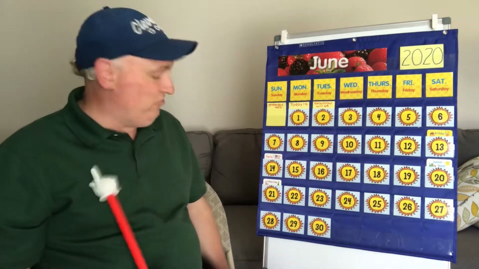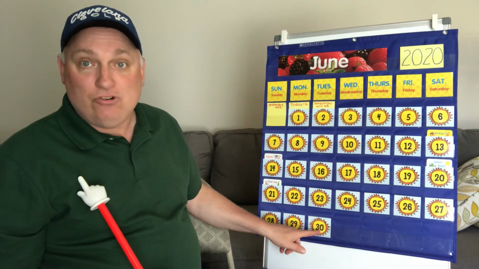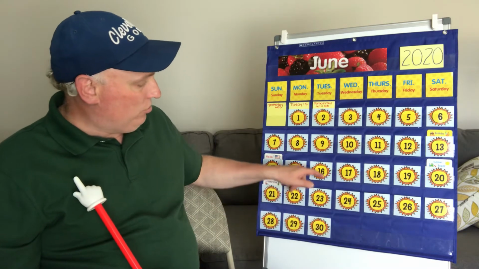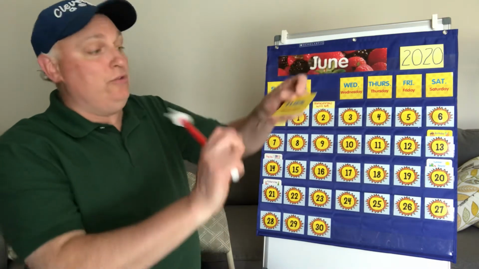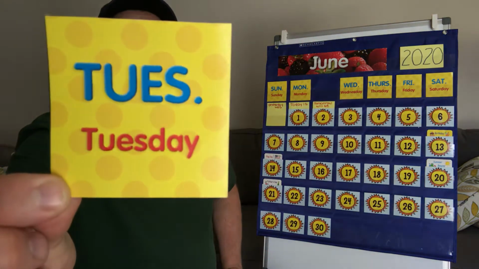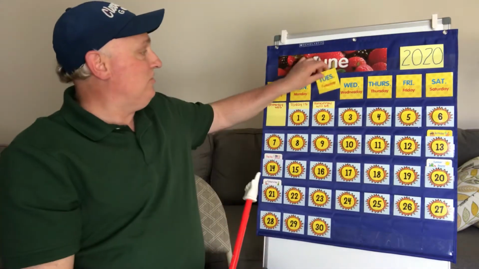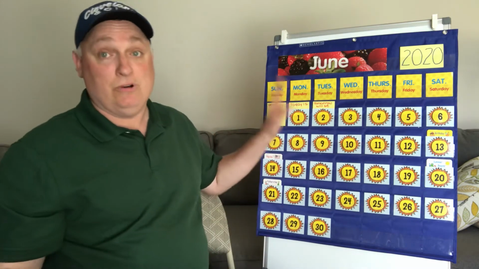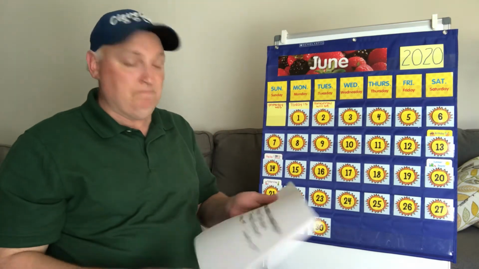The second question is, if this is the last day of June, what day of the week does it fall on? So you just go like this, take your finger and go up. What day of the week is it, boys and girls? It is Tuesday. Excellent, excellent, excellent. You guys are going to be so good. Your second grade teachers are going to be really proud that you're able to do some of these things.